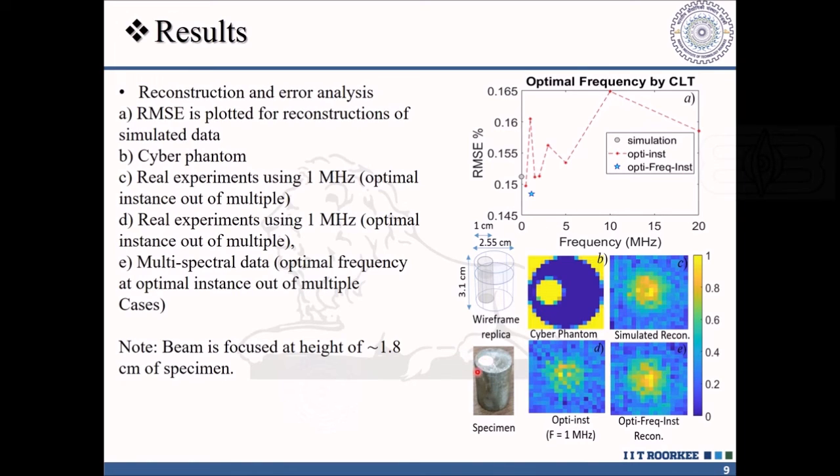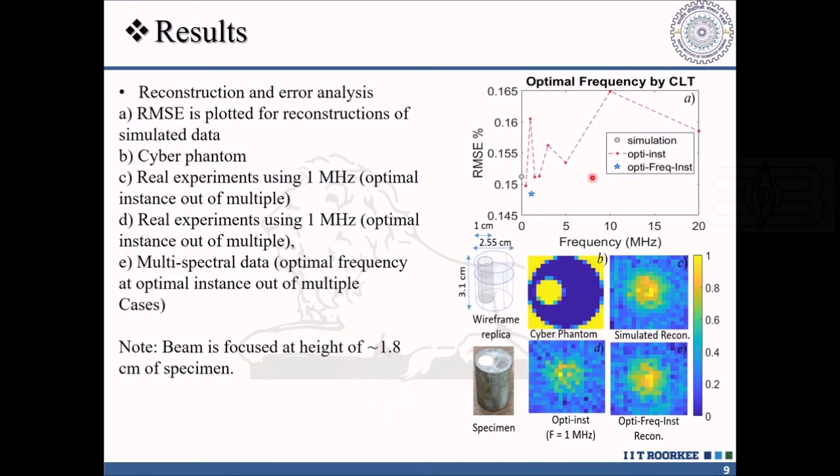The object that is being scanned to carry out the analysis consists of iron at the outer periphery and aluminum at the inner periphery. The diameter of the combined object is 2.55 cm, and the aluminum part has a diameter of 1 cm, and the object height is 3.1 cm. While carrying out the experiment, the beam is focused at a height of nearly 1.8 cm of the specimen.